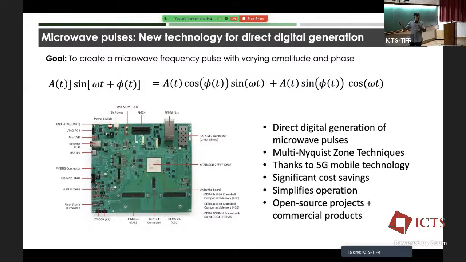It gets rid of all the problems I was mentioning with the mixer. None of that is now relevant. Everything is in digital domain, and it directly up converts to the frequencies you need. And it does the same operation in reverse as well. You can digitize now a 10 gigahertz signal by sampling only at a gigahertz or so.